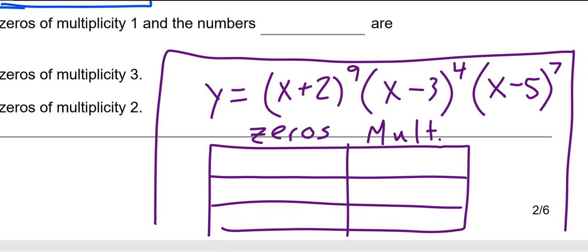So take a few seconds here and identify wherever you're putting this problem. Identify in your charts what the zeros are and the multiplicities that go with them. Make sure you copy down the actual equation so that you know where that information came from.